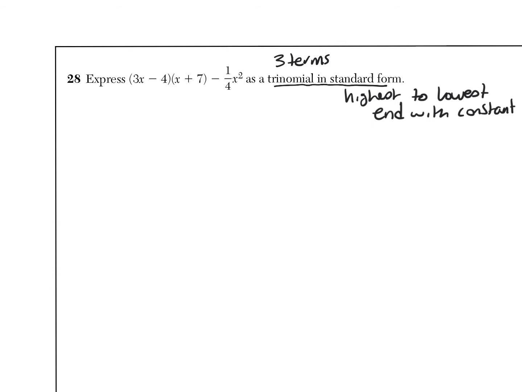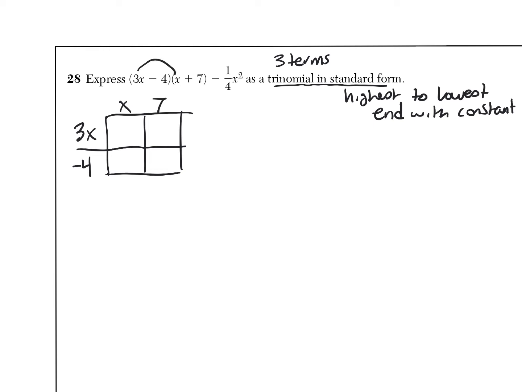So the first thing you would want to do is multiply out your binomials, and you can do that using your box method. So you have 3x minus 4 times x plus 7. You can do that using your first, outer, inner, last method. Either one will be fine. I'll use the box method for this.